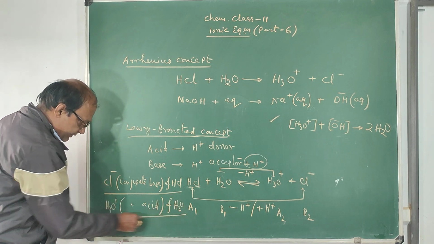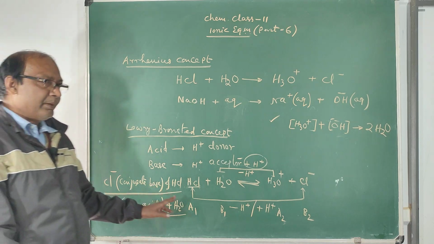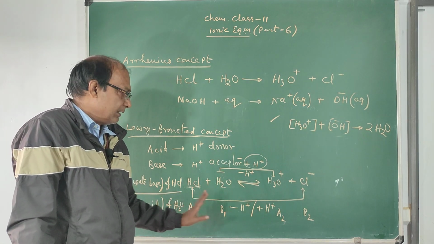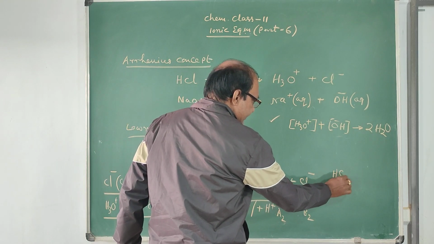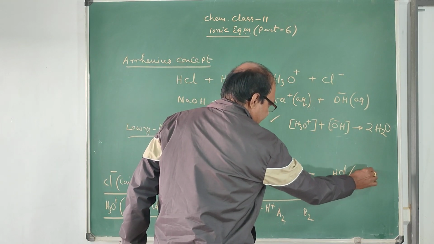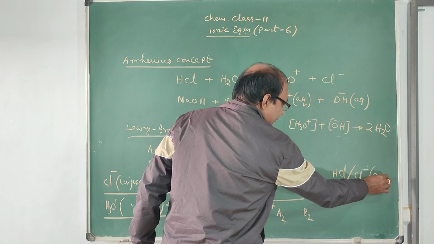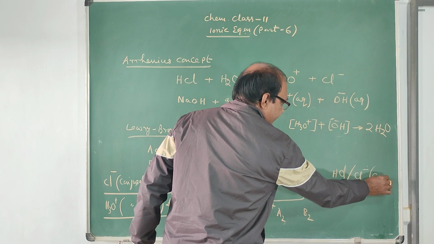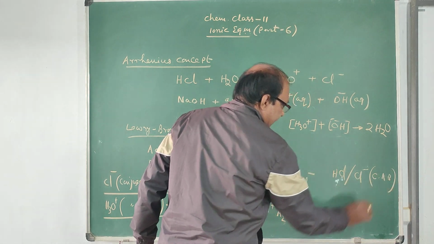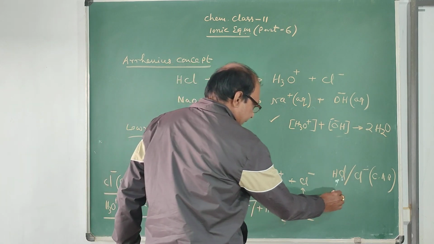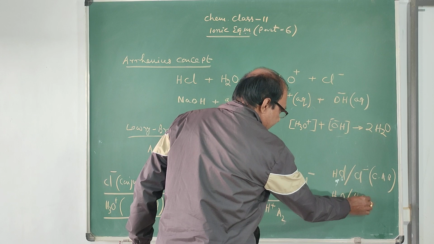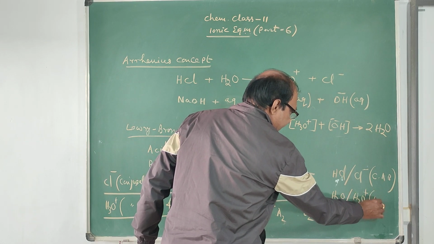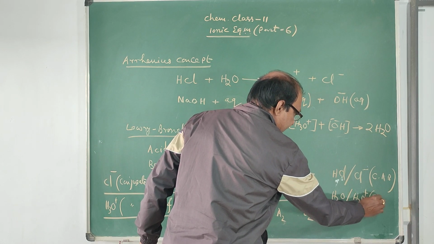So these two things you understand. You have conjugate acid-base pairs. What are the conjugate acid-base pairs? I am writing here HCl/Cl-. It is a conjugate acid-base pair. And another one is H2O/H3O+. This is another conjugate acid-base pair.